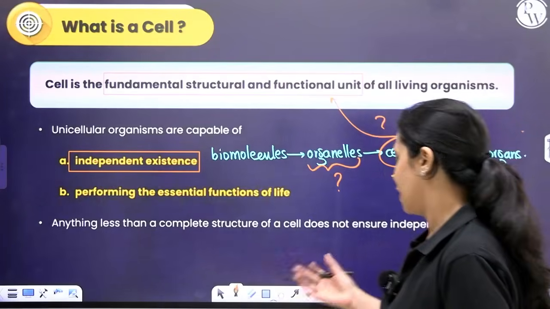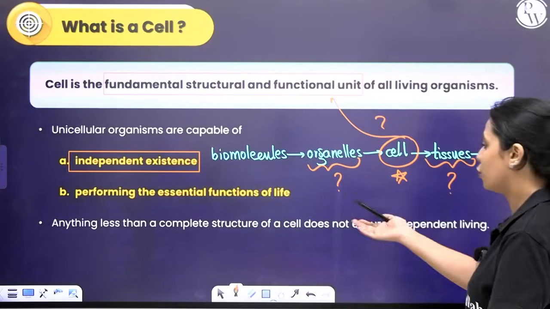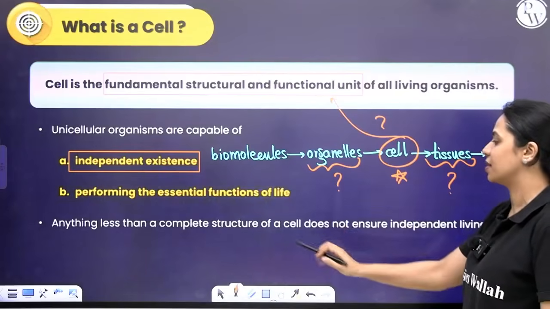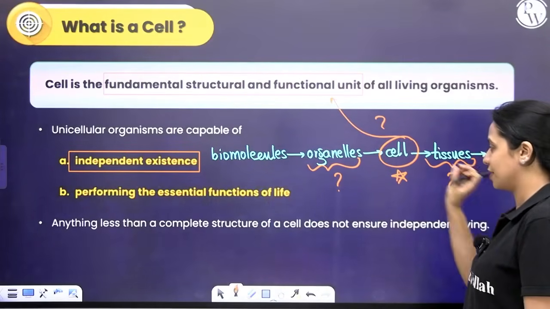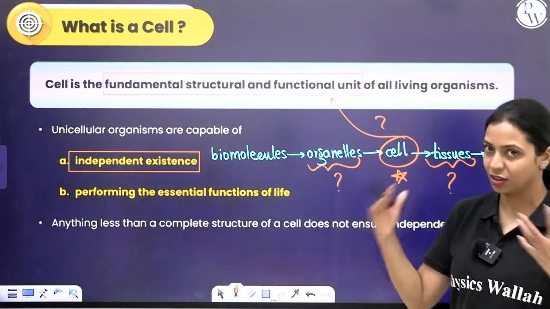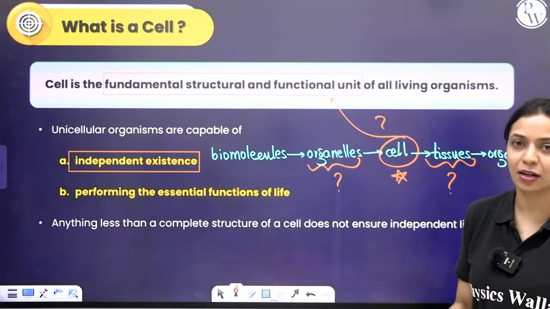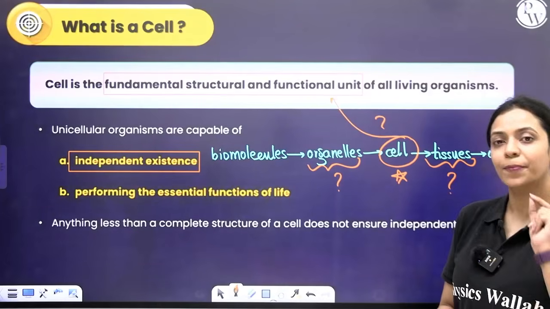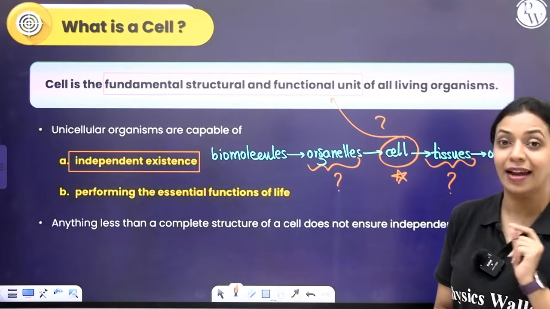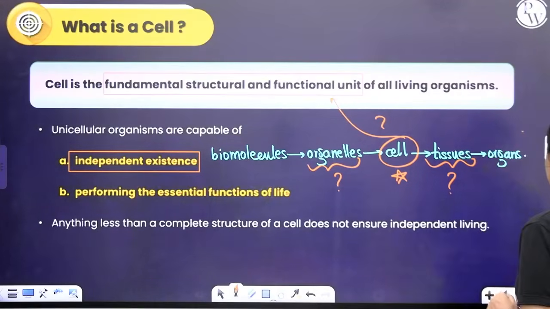All right? Like I've already mentioned, anything less than a complete structure of a cell, just the organelles or just some parts, not the complete cell, it cannot exist independently. All right? That's the reason why we call cell the fundamental, structural and functional unit of life.